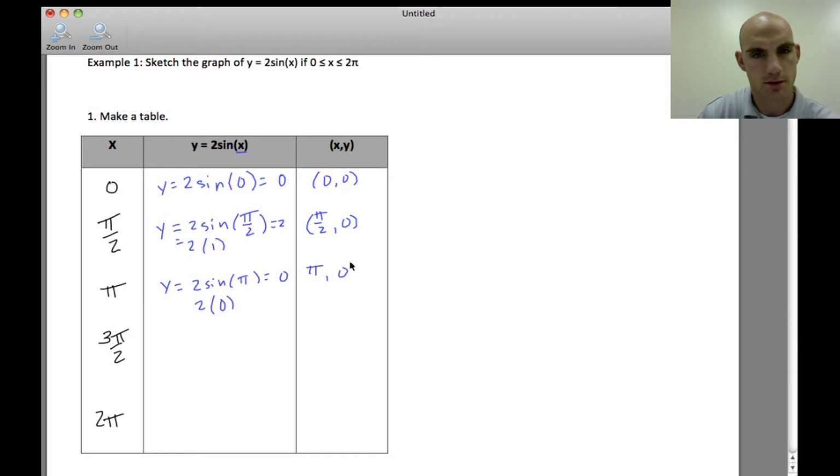and 0. I made a little bit of a mistake up here. Let me correct this real quick. My y is not going to be 0 up here. My y is actually going to be 2, which is what I found right there.